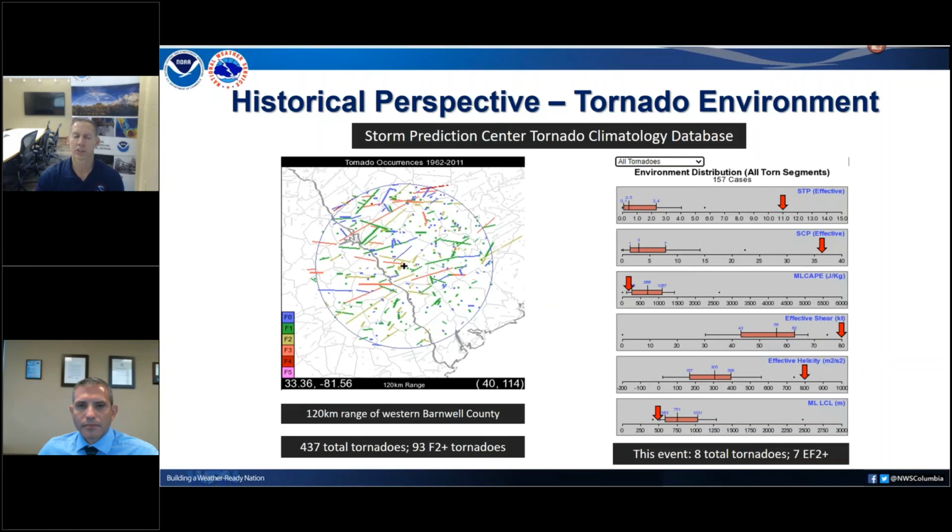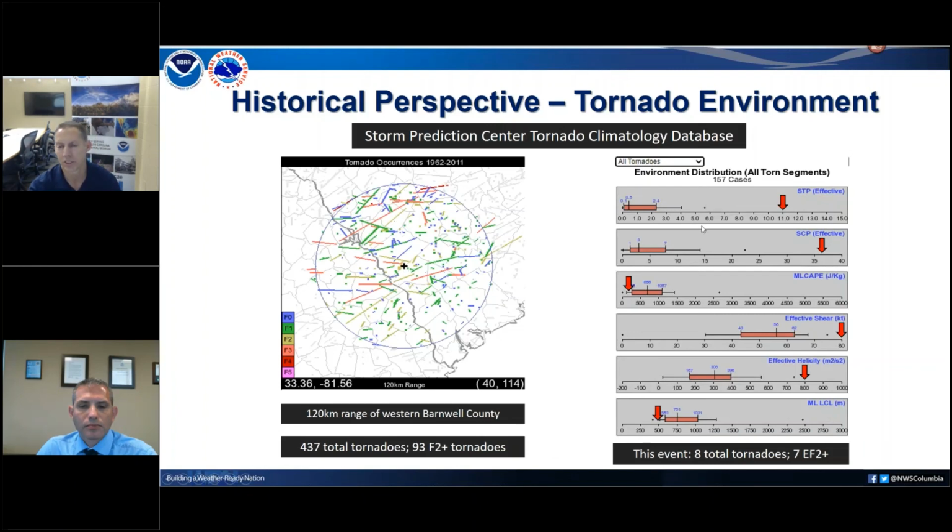This here is a look at the Storm Prediction Center Tornado Climatology Database. I really want you to focus more on the right-hand side there, but I just gave this left-hand image for reference. This is the point that I chose. There's only a few points scattered around here, but this is the best point location that encompassed most of the tornadoes that we had in our area. So this is looking at a 120 kilometer range within this point here.